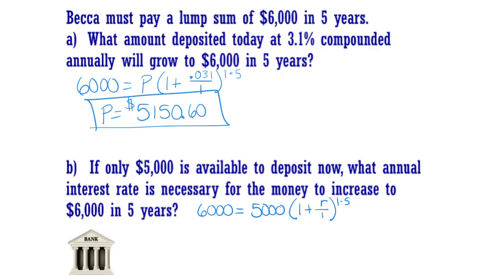So 6,000 divided by 5,000. That comes out really nice for us. It's a 1.2 equals 1 plus R to the fifth power. Okay, now think about that. What would you do next?